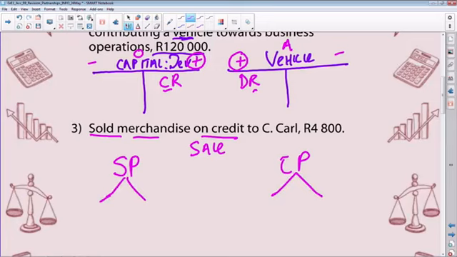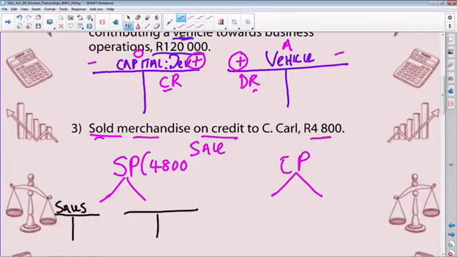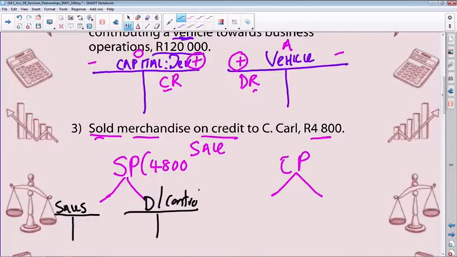Right, let's start off with the selling price. The selling price, sold merchandise, and they're giving me an amount, 4,800. So that is my selling price, 4,800. Right, let's identify the two accounts affected. The first account, there's been a sale, so the first account obviously will be sales. And the second account, the business sold on credit, so there's now a debtor involved. So your second account will be debtors control. Okay, debtors control, we all know, is an asset, plus minus. Sales, owner's equity, minus plus.